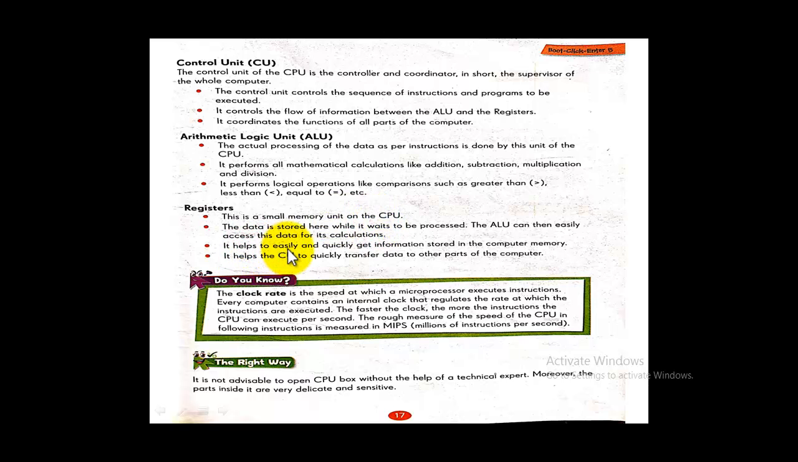Now it helps to easily and quickly get information stored in the computer memory. It helps the CPU to quickly transfer data to other parts of the computer.